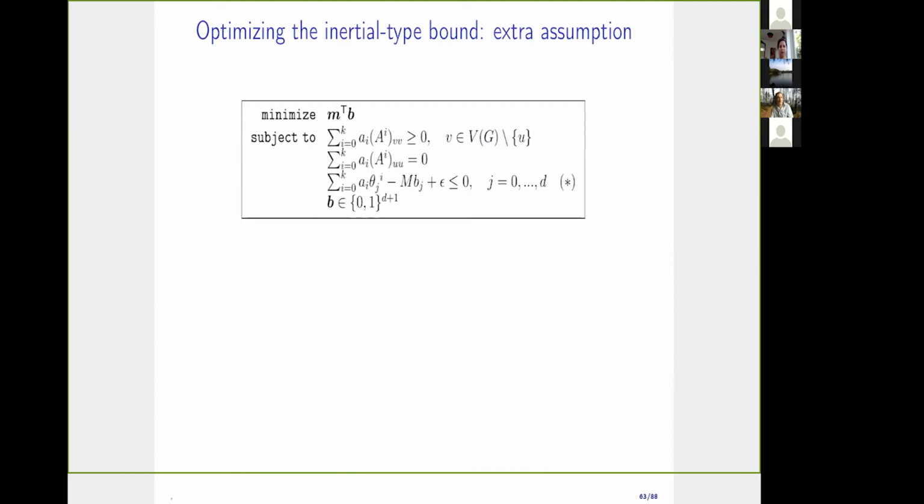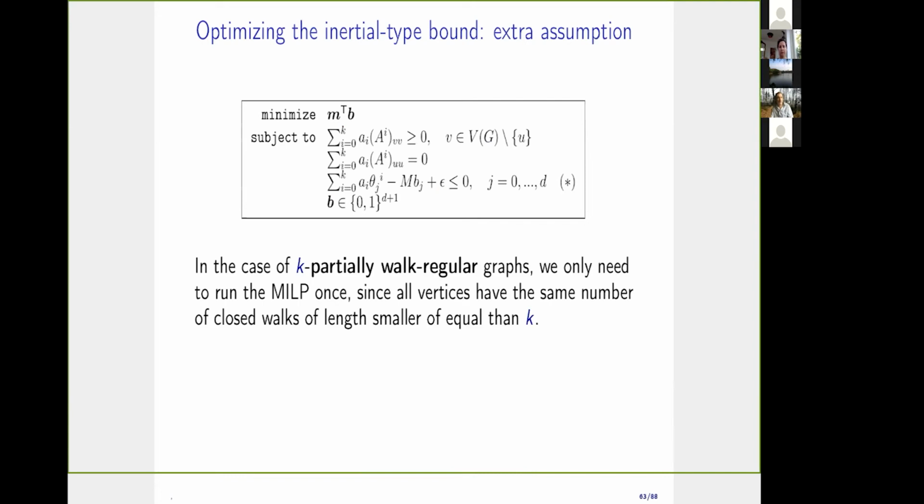So in that scenario, actually, you can rewrite this mixed integer linear program a little bit. And then you only need to run it once, because all the vertices are going to have the same number of closed walks of length smaller or equal than k. Okay? So the first constraint, at least, can already be out.